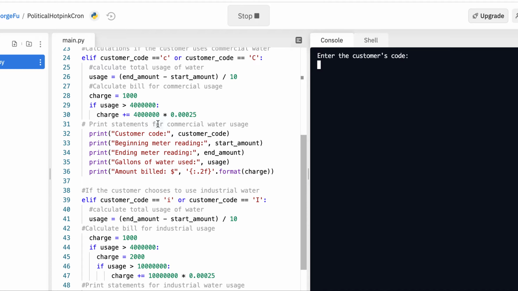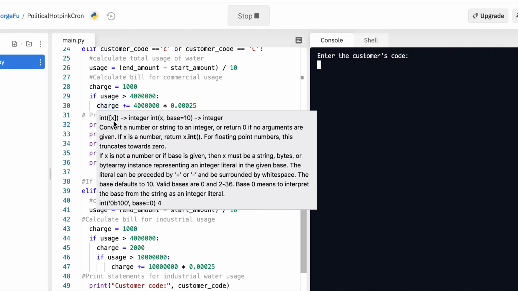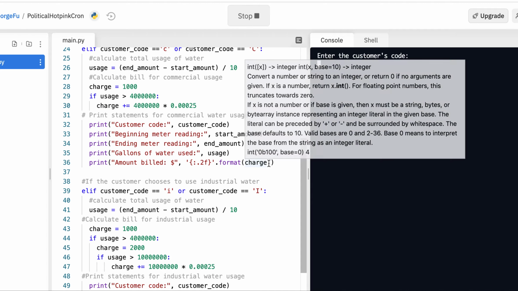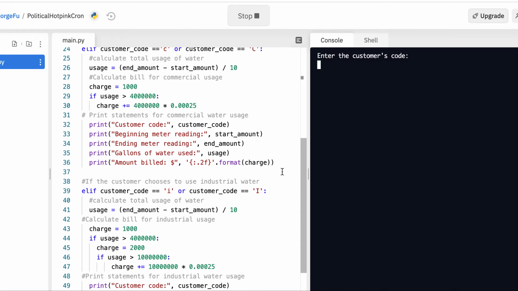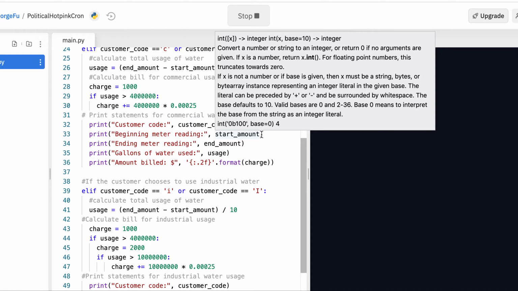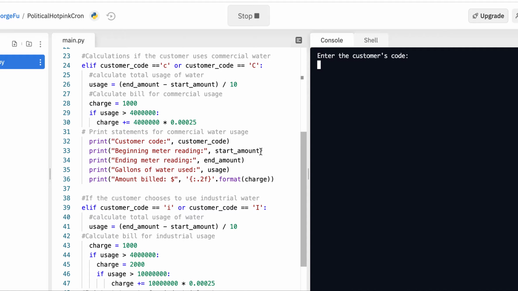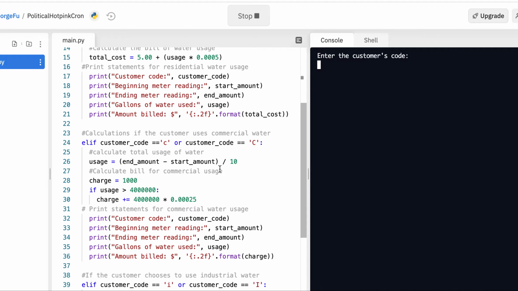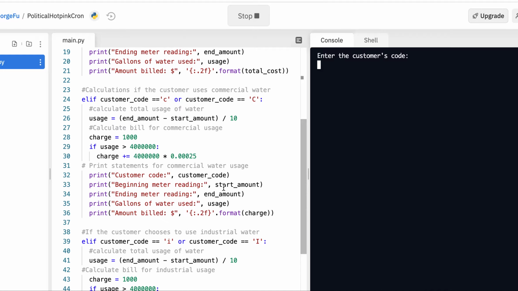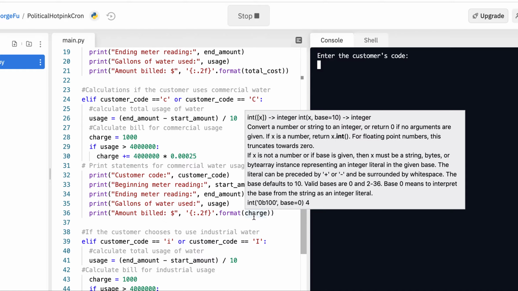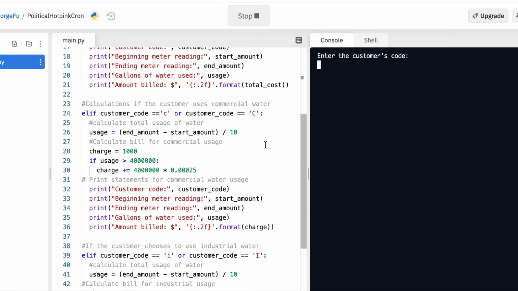Continuing on once again, lines 31 through 36 are the exact same thing where you have the print statement. I copy pasted lines 32 through 35. They're all the exact same thing, except they're both usage now. And then line 36 is going to be about the charge and not about the total cost. So that was the only difference.